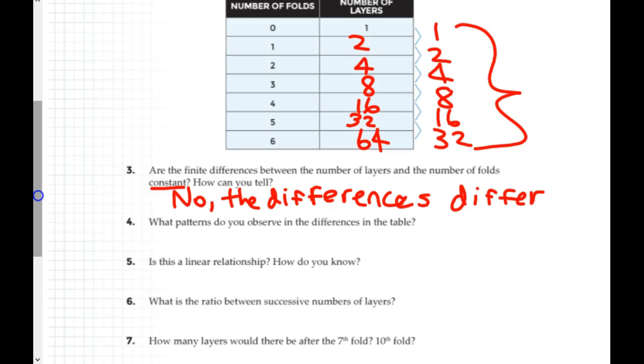The differences are different, right? So what pattern do you observe in the differences? What's happening each time? Doubling, okay? So, is this linear? Times 2. Remember, linear is not multiplying, it's adding. So is it linear? No.